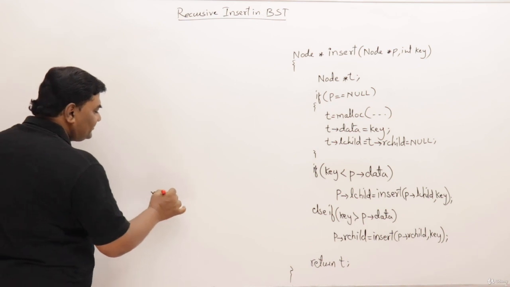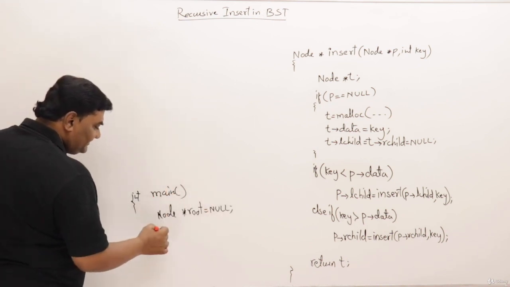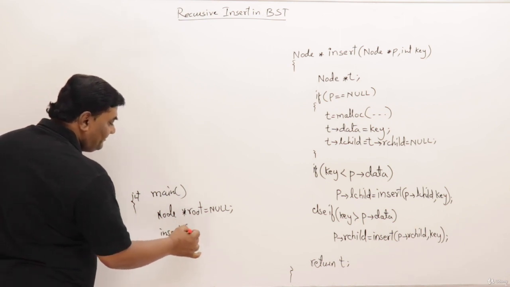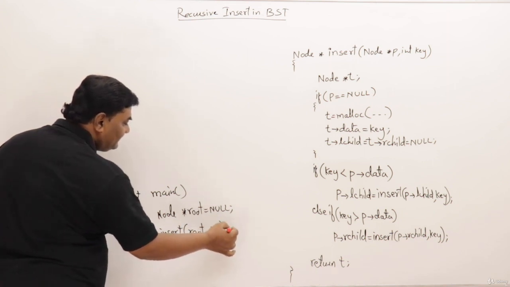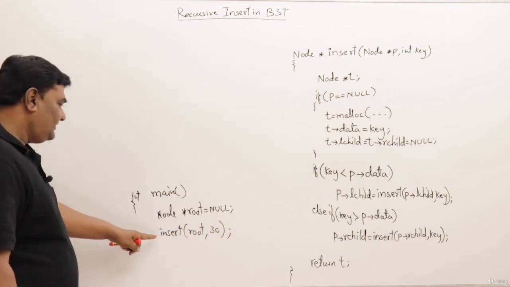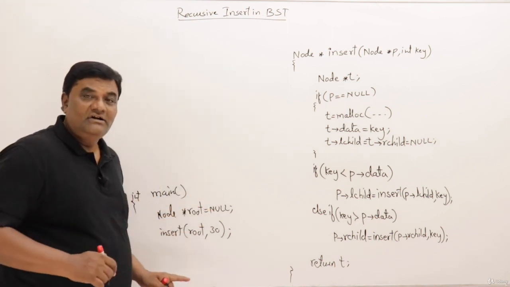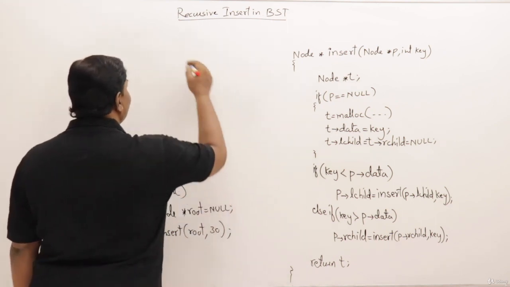Suppose from the main function, I have a root pointer which is already null. The first key I will insert, I will call the insert function by passing this root and the key is 30. See, I am calling the insert function for the first time by passing root, which is null right now, and I am passing key as 30. Let us see how this works.